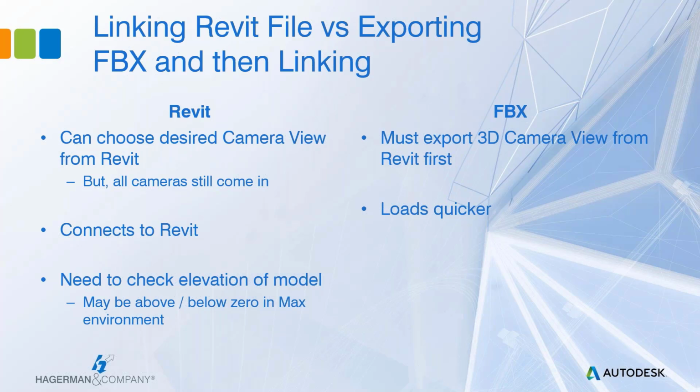Now, this method also will only include the one camera view. That's a difference between linking Revit and linking FBX. With Revit, you'll get all the cameras. In the FBX, you'll only get the one that you exported. In the end, you still have all the information that you'll need.